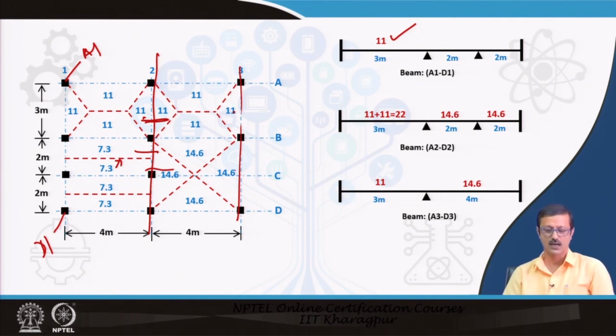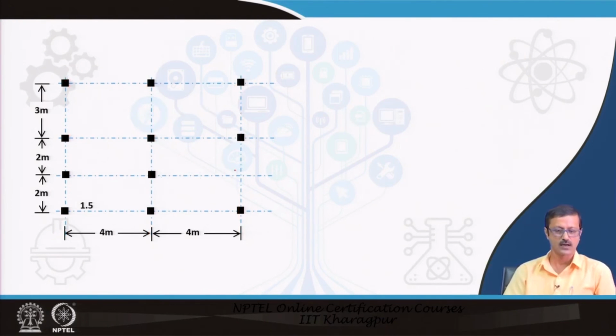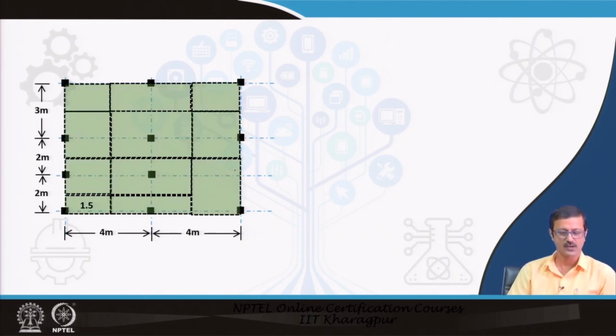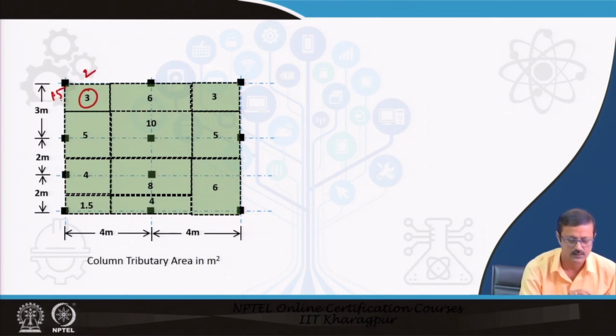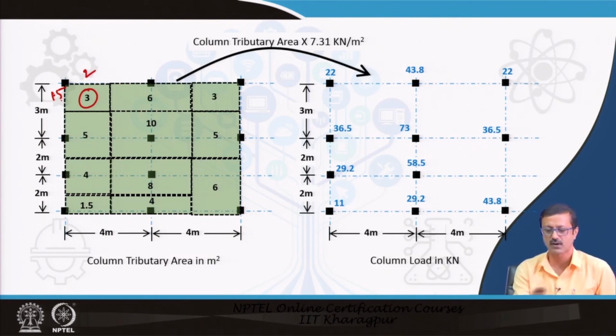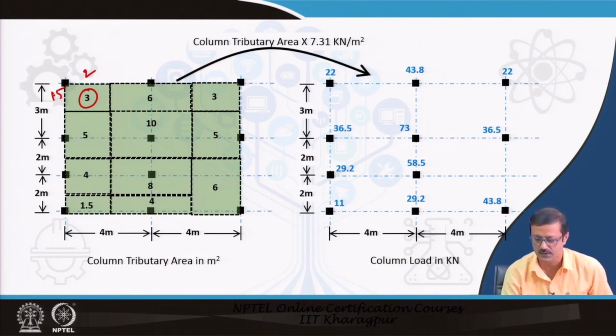Like that you can find out the loads, and also from the column contribution areas you can mark and find out the area. Why is this 3? Because this is 1.5 and this is 2 meters. So, this is 3. This is the area, and from the area you can convert, with this particular loading, how much is the load of the column. How did I get this 22? 3 multiplied by 7, into 3, 122. This 10 multiplied by 7.31 is 73. Like that you can convert the load.